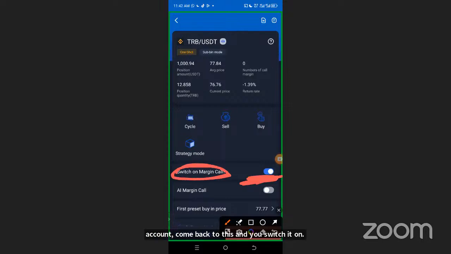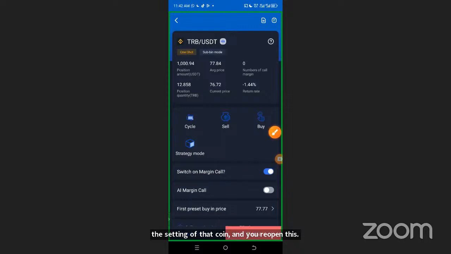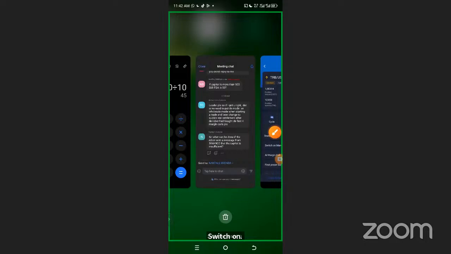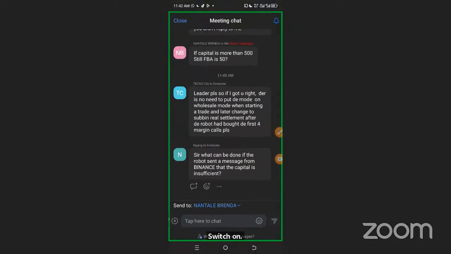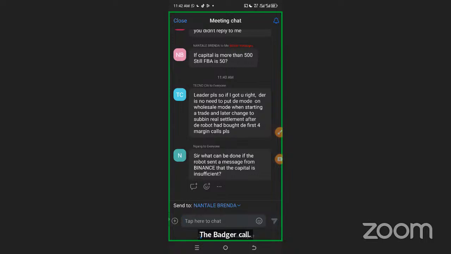If you receive that message saying insufficient funds, Binance has stopped margin calls due to insufficient exchange balance, the robot switches this off. So when you add money on your Binance account, come back to the trade setting of that coin and you reopen this. Switch on the margin call. That is done and dusted.